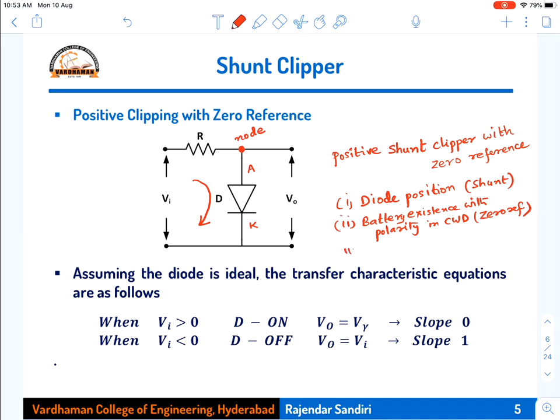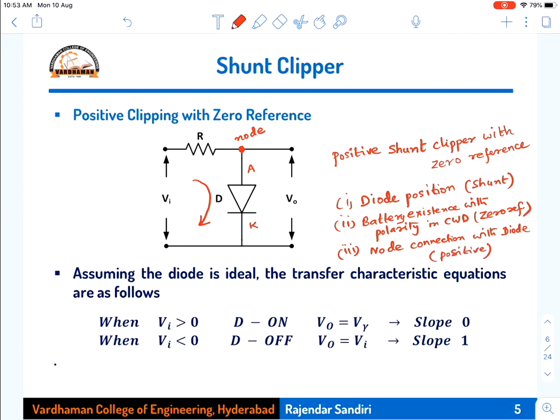Third one, node connection with diode. That means which terminal of the diode is connected to the node. In this case, anode is connected, therefore it is positive.